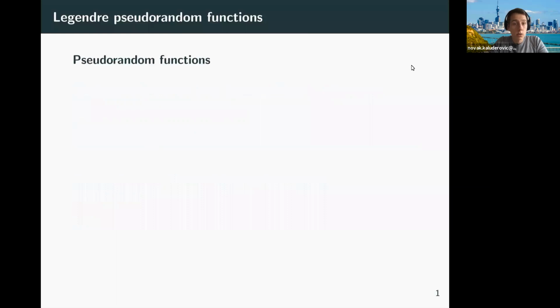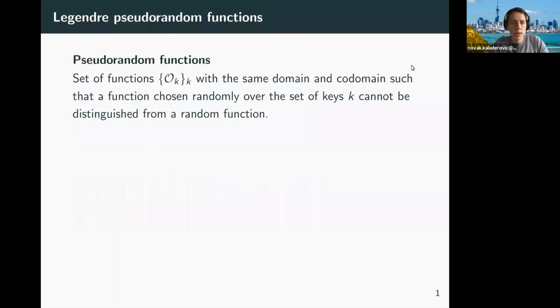So, what is the Legendre pseudorandom function? Pseudorandom functions are a set of keyed functions with the same domain and the same codomain, such that a function sampled randomly over a set of keys cannot be distinguished from a truly random function with the same domain and the same codomain. Why Legendre? Well, because we'll be using the Legendre symbol.